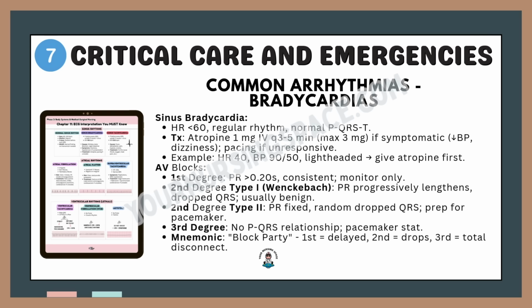Then there are AV blocks. First degree is a long PR, over 0.20 seconds. Monitor it, no panic. Second degree type 1, or Wenckebach, is trickier. The PR gradually lengthens until a QRS drops, like a hiccup in the rhythm. It's usually benign. But second degree type 2 has a fixed PR with random dropped beats. And third degree has no link between P waves and QRS. Total chaos. For those, you're prepping a pacemaker fast.